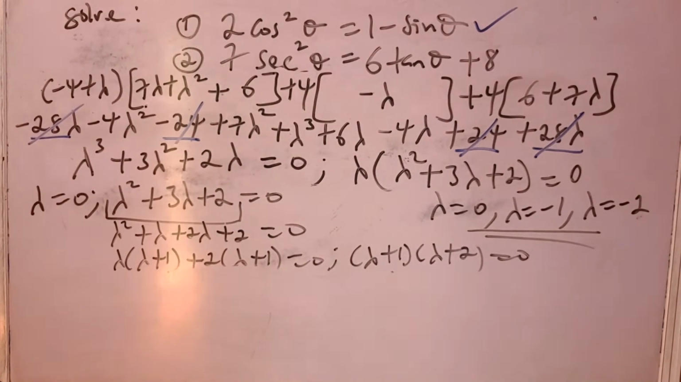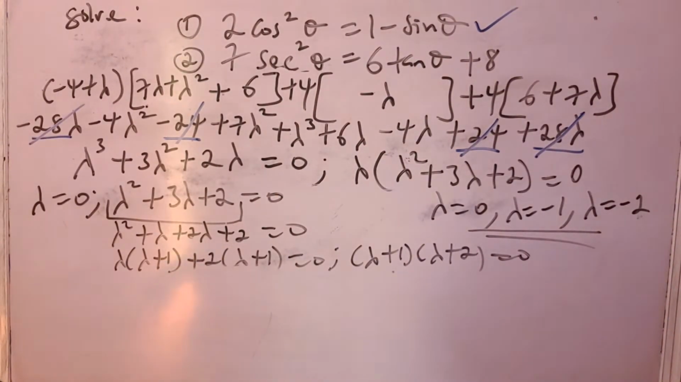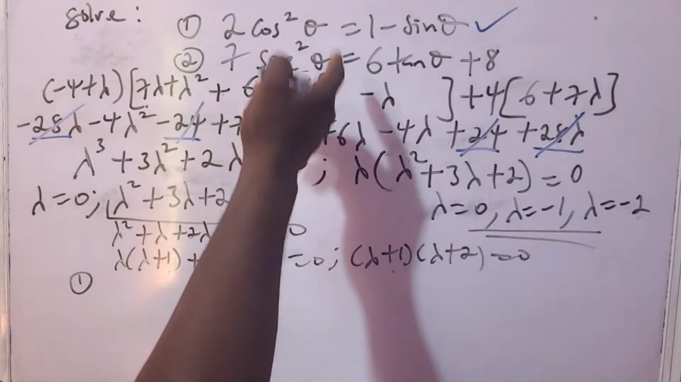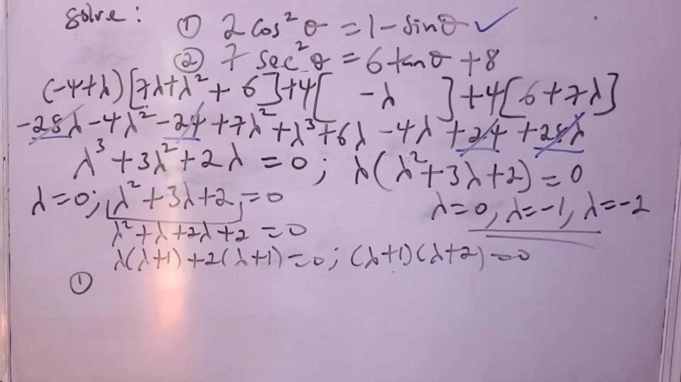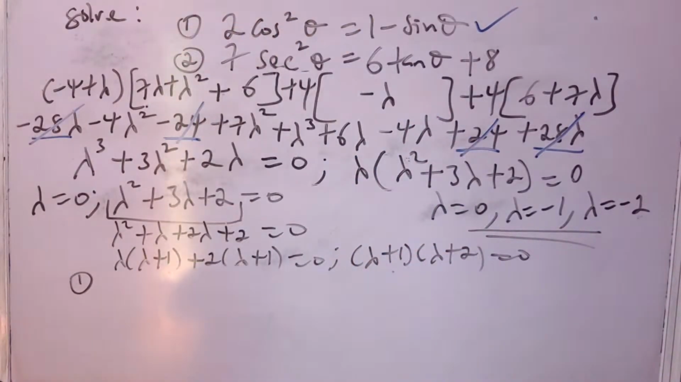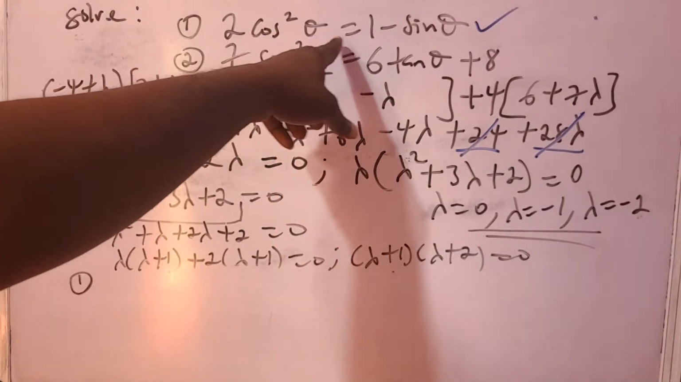I think it's taking too long to answer some of these questions. This is quite a very simple question. Let's look at question number one. We have 2 cos square theta. So obviously one of the things you want to do right here is to ensure you bring every one of these trigonometry ratios to just one particular one. So you want to see cos square theta, sine theta.